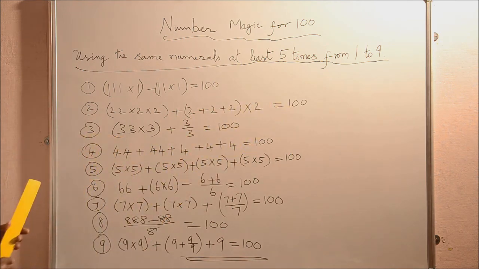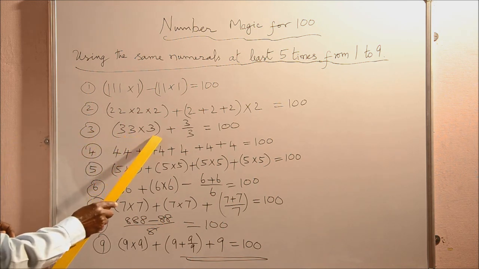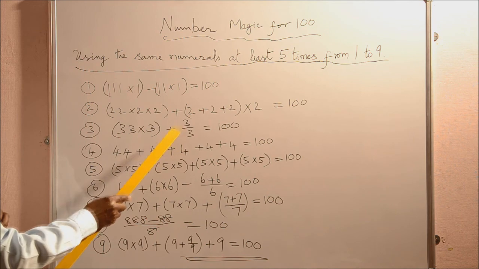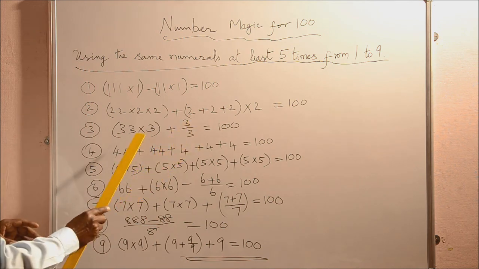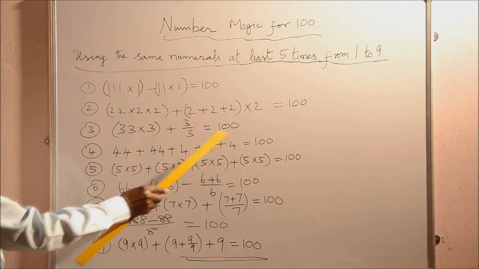Now, third example, using 3 only. 33 into 3, that is 99, plus 3 by 3, that is 1. Therefore, 99 plus 1, that is 100.